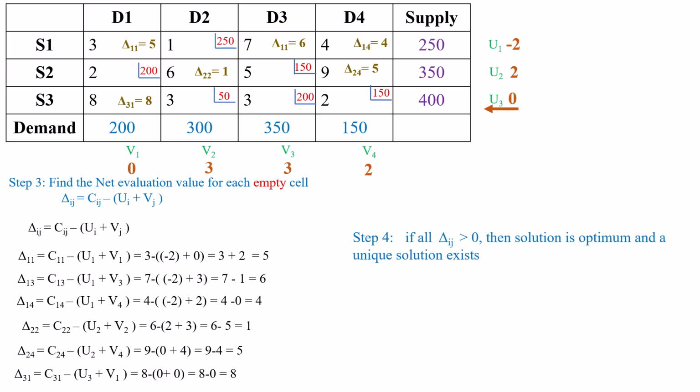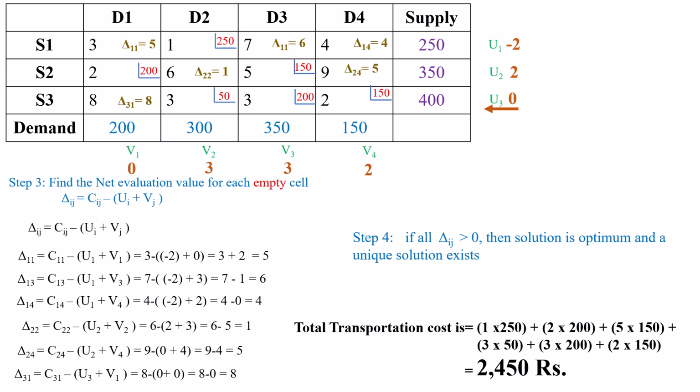So here observe that all the delta values are positive values. All are greater than 0. Then the solution is optimum and a unique solution. So this is the optimal solution. These allocations are the optimal allocations.